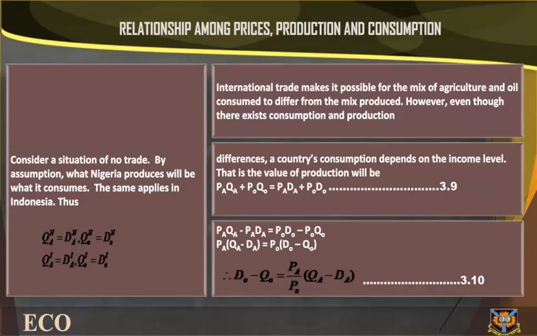Relationship among prices, production and consumption. Consider a situation of no trade. By assumption, what Nigeria produces will be what it consumes. The same applies in Indonesia. International trade makes it possible for the mix of agriculture and oil consumed to differ from the mix produced. However, even though there exist consumption and production differences, a country's consumption depends on the income level. That is, the value of production will be equal to the value of consumption.